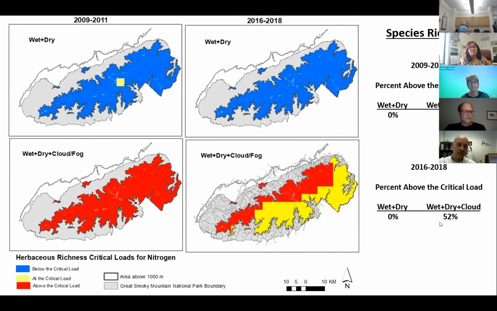In the case of species richness, we see similar results. With the earlier period, if you do not consider fog and cloud, just the TDEP estimate, you get a total of 0 exceedance, or 100% if you include cloud and fog. In the case of the later period, we have an exceedance rate of about 52%. But you can see in the yellow, it's a pretty large area which is right at the critical load.